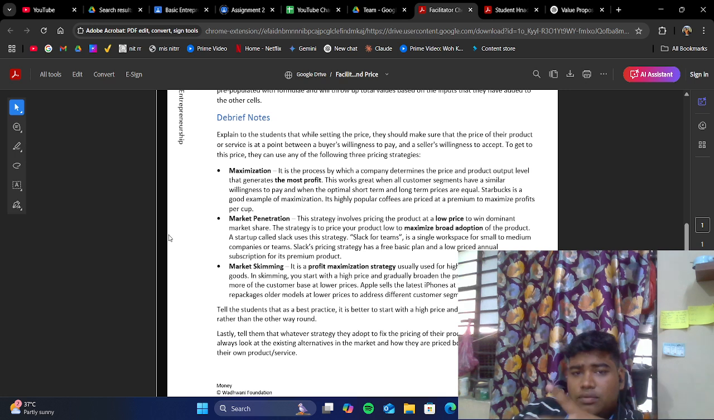So we discussed three strategies here. First is maximization, second is market penetration, third is market skimming. In maximization, we maximize profit. Second is market penetration, where we lower the price of a product so that we can get the maximum market share. Third is market skimming, when we are new to the market and there are very few available alternatives. We set the price at a point where the profit is high, and we reduce it slowly to get the best price so that it fits the market better.